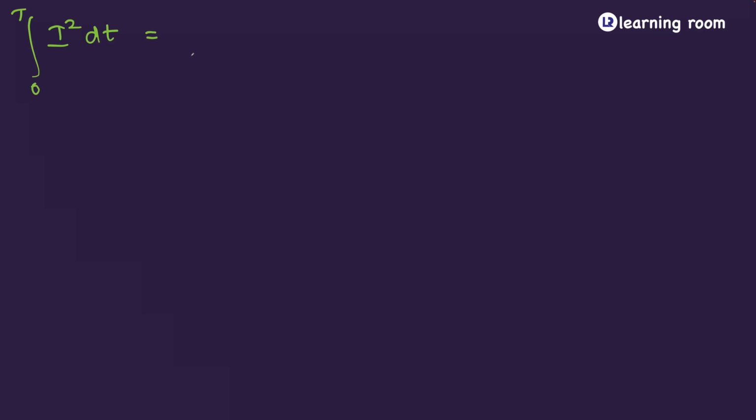So this will be equal to integral of 0 to T. What do I write the value of I as? I is I naught sine omega t. So I is equal to I naught sine omega t, but this is within a square, times dt. Right. So this will be equal to how much? I naught square into integral of sine square omega t dt between 0 to capital T.